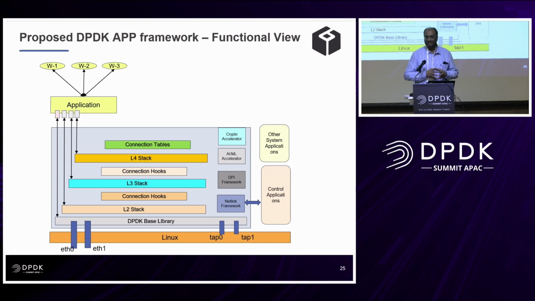This is just a very high-level, preliminary thought of what it should be. If we build a DPDK based framework, where we have the DPDK based library, the L2 stack with connection hooks, the L3 stack, then the L4 stack and the connection tables, which can come at different levels and different frameworks for different purposes, then most of the applications should be able to adapt to it and use it. They can become more efficient and faster than they currently are.